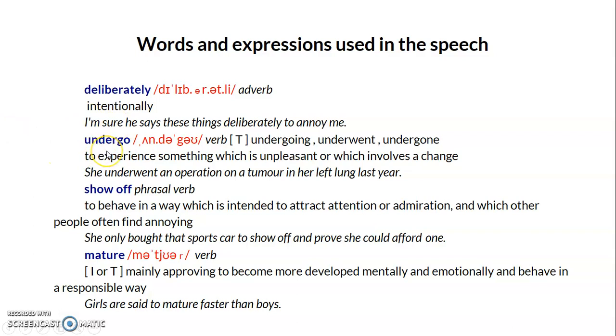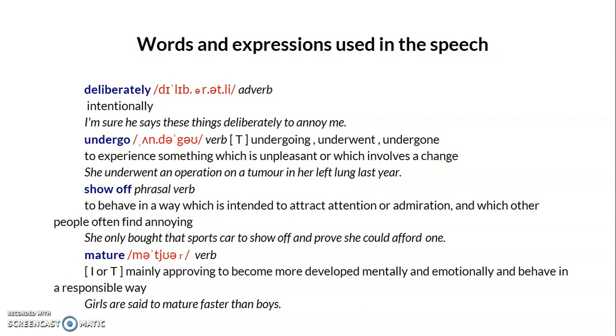Another word which I use is undergo. Undergo means to experience something which is unpleasant and which involves a change. So she underwent an operation in her left lung last year. Another phrasal verb is show off. Show off is a negative phrase, and it means to behave in a way which is intended to attract attention or admiration, and other people usually find it annoying.